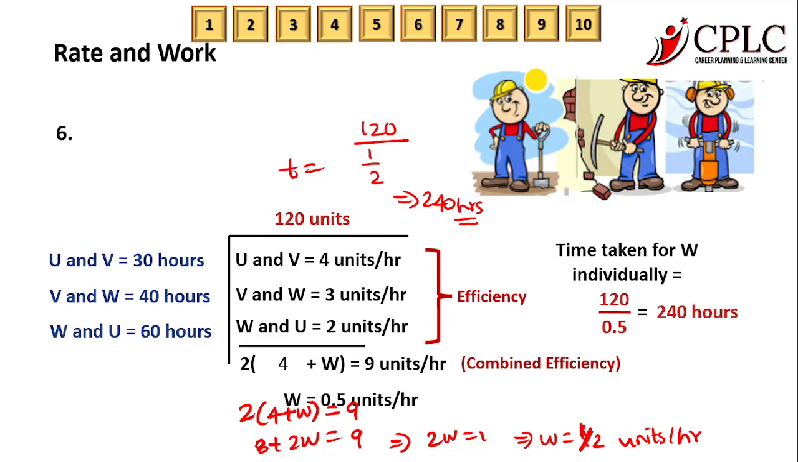That's how you get this particular answer. So combined efficiency, not a problem. Think like that and then proceed further to solve such kind of questions. That is a different variety. Question number 6.